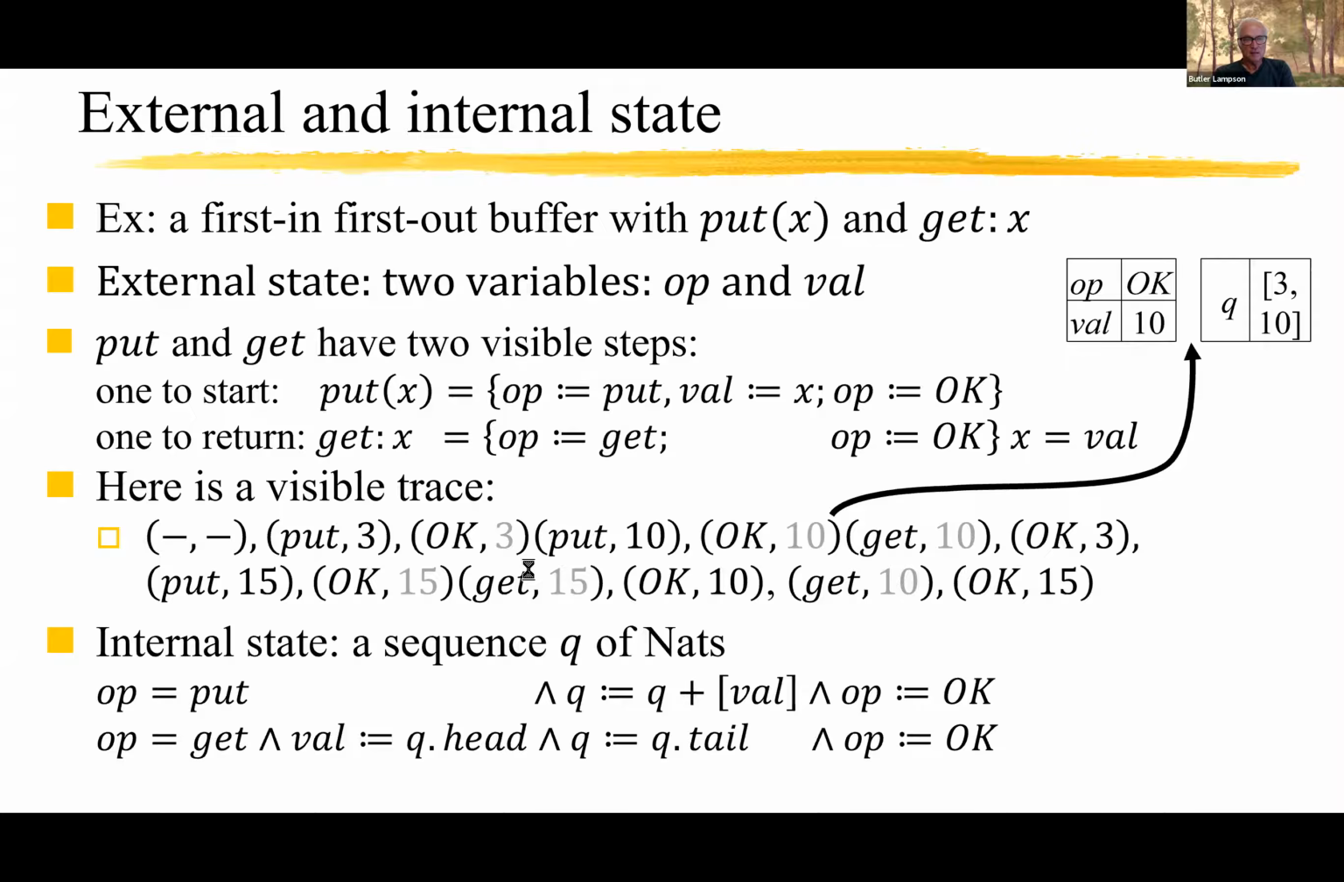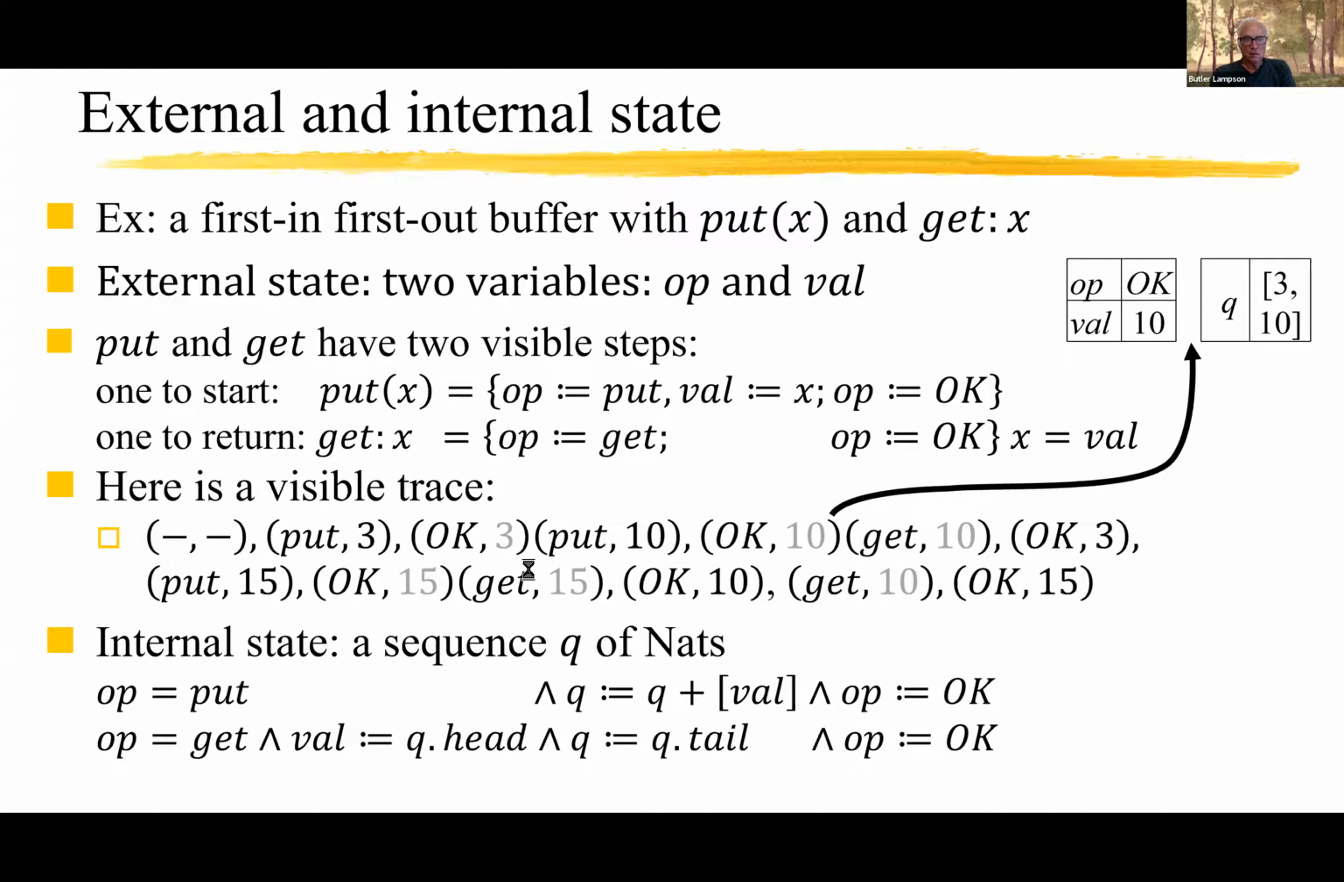So let's look at a very simple example. Suppose we have a first in, first out buffer with put and get operations. The external state of this system is two variables, which I've called op and val. And the put and get operations, in this state-oriented view, each have two visible steps. One of the two steps is to start the operation, and one of them is to complete it.